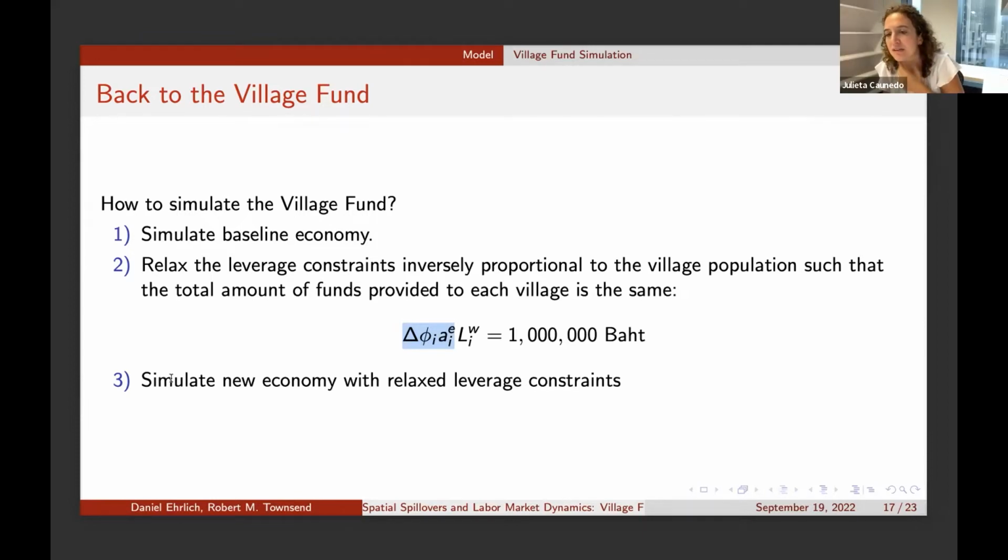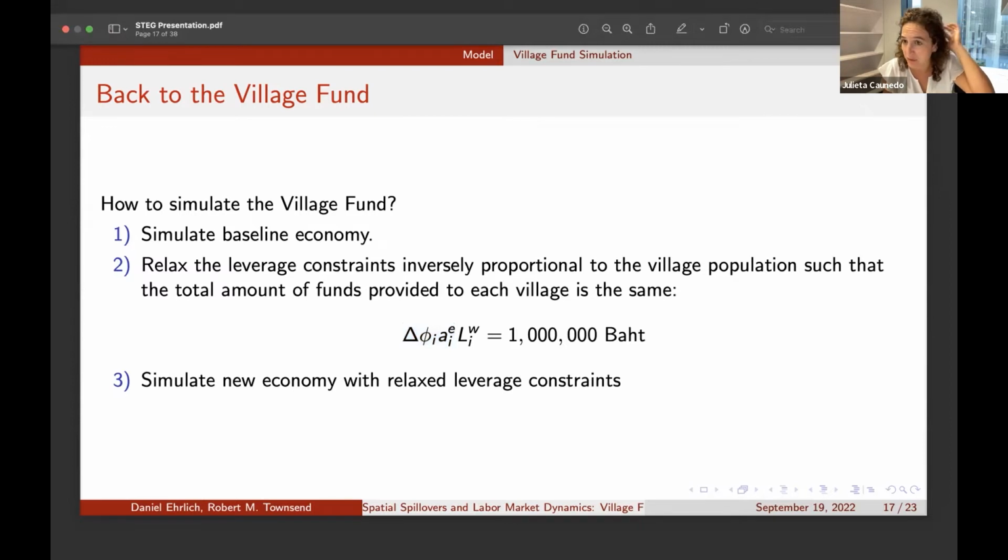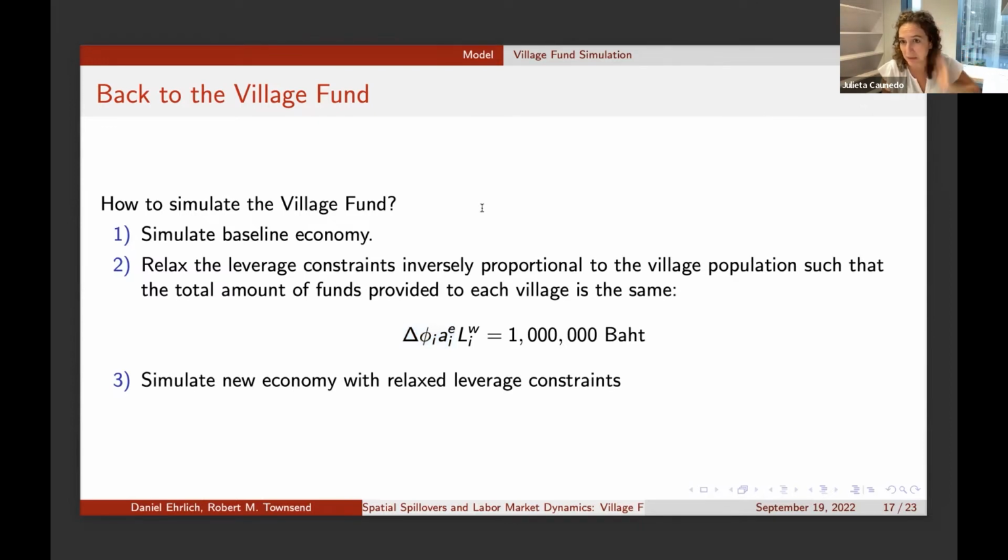Given the richness of this data, I think it would be really nice to explore this. Perhaps it's a different paper, but as a channel for why capital deepening matters here, it might be interesting to look at. Just to repeat, go ahead, Rob.